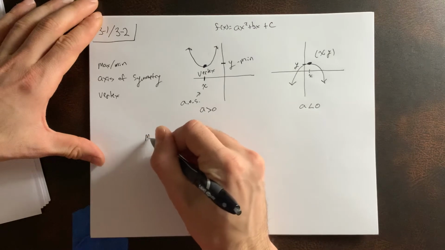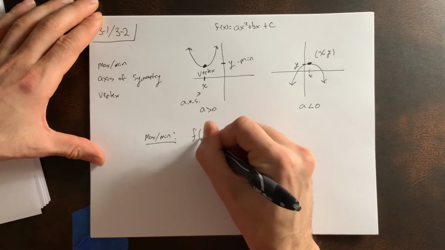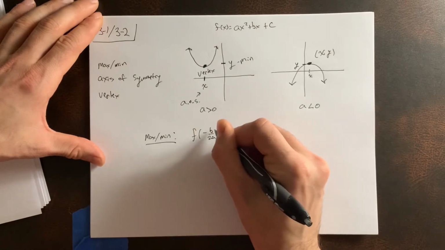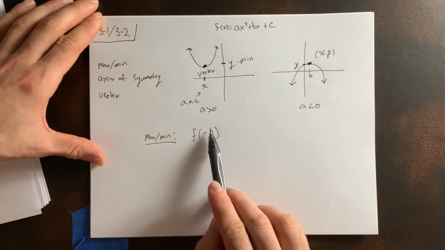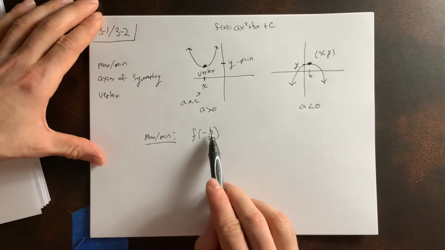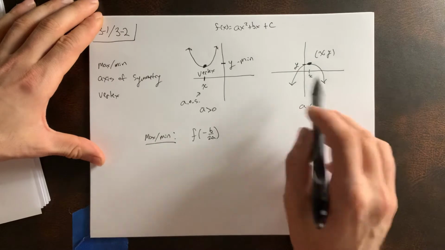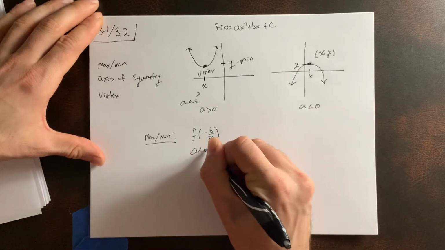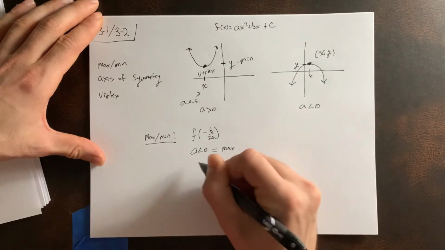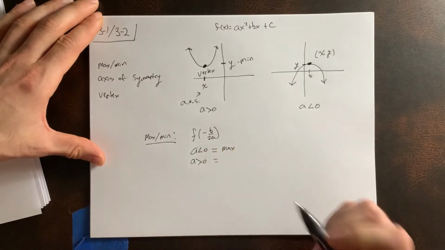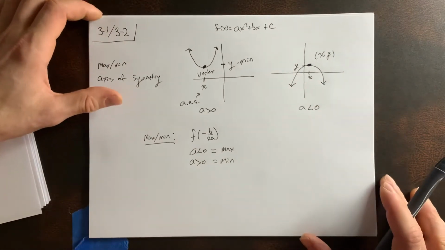So the max or the min is always going to be f of negative b divided by 2a. Here's our a, b, and our c. We have to find what negative b over 2a is. That's just a number, maybe it's 2. Then we plug that number into our function, and that's going to be the max or the min. It's either going to be only one or the other. From the picture up here, a less than 0 means that we're going to have a max. A bigger than 0 means that we're going to have a min. So we're only going to have one or the other. It depends on this a right here.